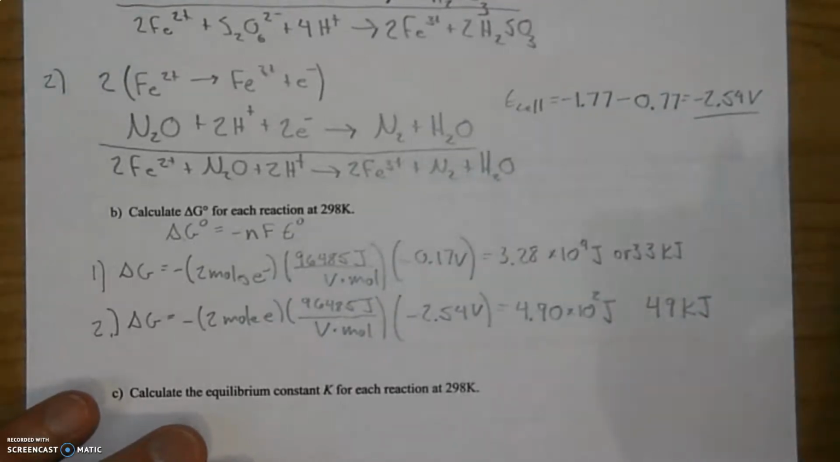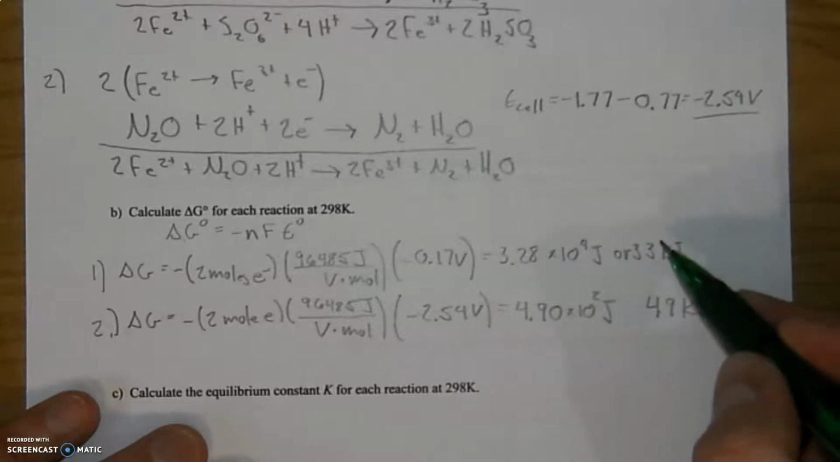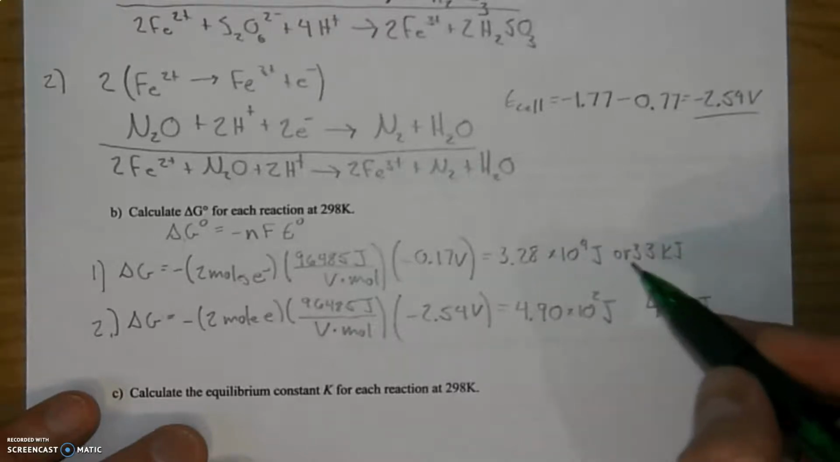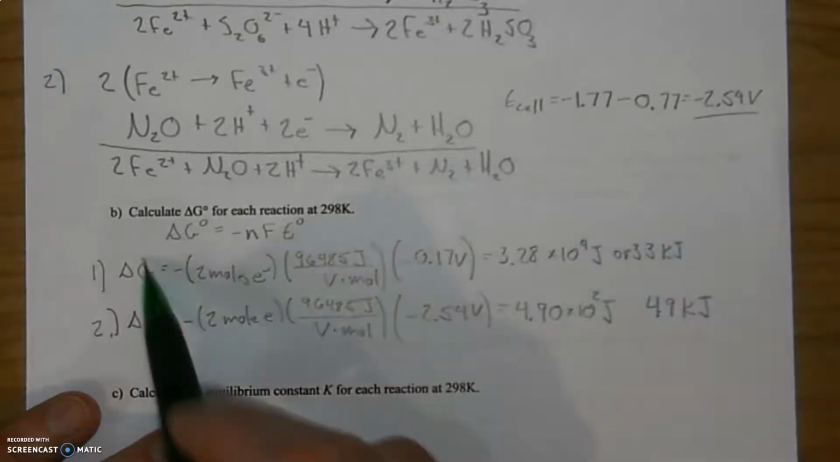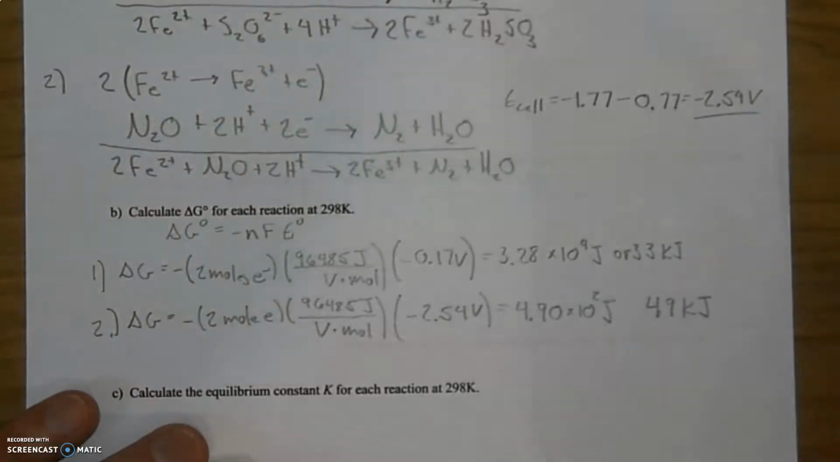So one thing to point out here again is the fact these are positive values tells me that this is not spontaneous. Negative values would imply spontaneity. And based on the magnitude, everything lines up. The more positive, the less spontaneous. And again, this is something we learned back in chapter 19.